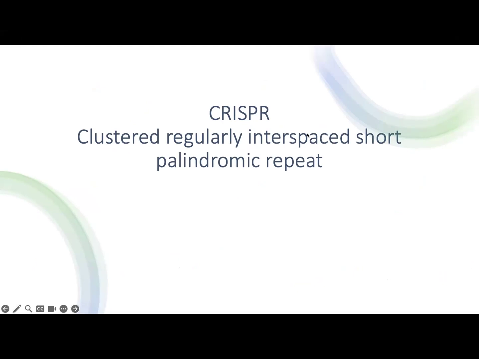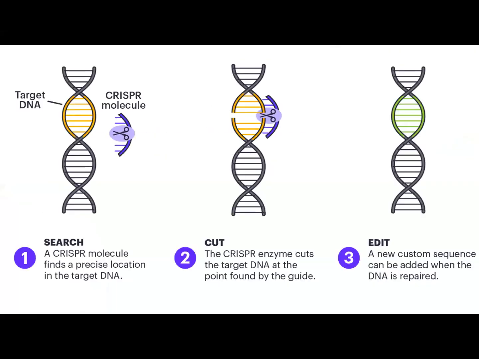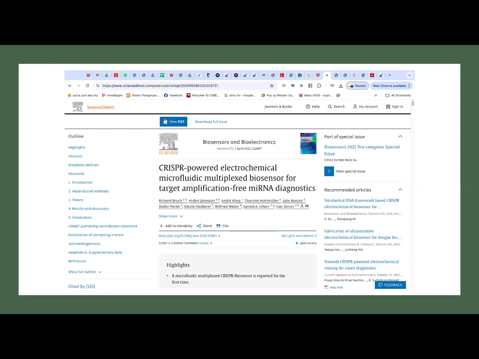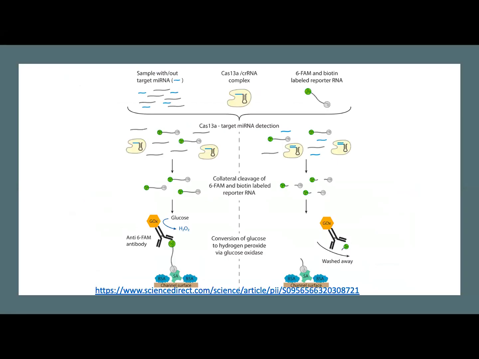CRISPR is clustered regularly interspaced short palindromic repeat. For treatment nowadays, we heard that CRISPR can edit the gene of cancer, can edit the gene of heart disease. Those are possibilities. I read that there are some success stories to remove genes that lead to some disease, but I'm not so sure. So how do we use CRISPR in a biosensor? This is very complicated even for me.